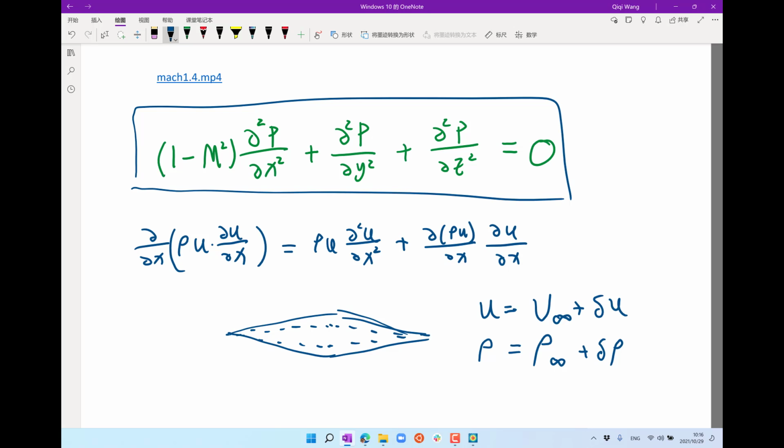But think about our solution to the Laplace equation, right? We have the source and sink and the vortex. When you add a vortex or add a source or add a sink, you see the entire flow field actually change, right? The change actually decreases as you move away from the source or sink or vortex, but actually the entire flow field does change.